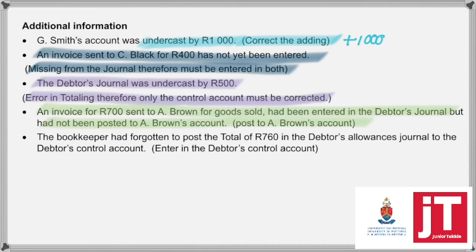Lastly, the bookkeeper had forgotten to post the total of 760 Rand in the debtor's allowance journal to the debtor's control account. So the journal wasn't posted. Therefore, the control account was wrong. So the total wasn't posted. So the control account needs to be fixed.